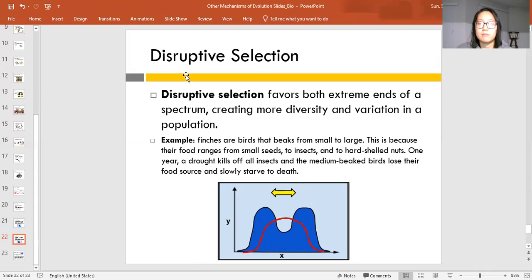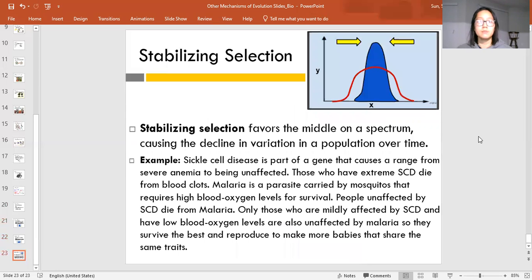And that's disruptive selection, right? It's kind of a weird shape, so disrupting the normal shape. And then we have stabilizing selection, which is favoring the middle of the spectrum and making sure that the middle is the best and increases in population. So it causes a decline in variation in population over time. This example is kind of complicated, but try to follow me.